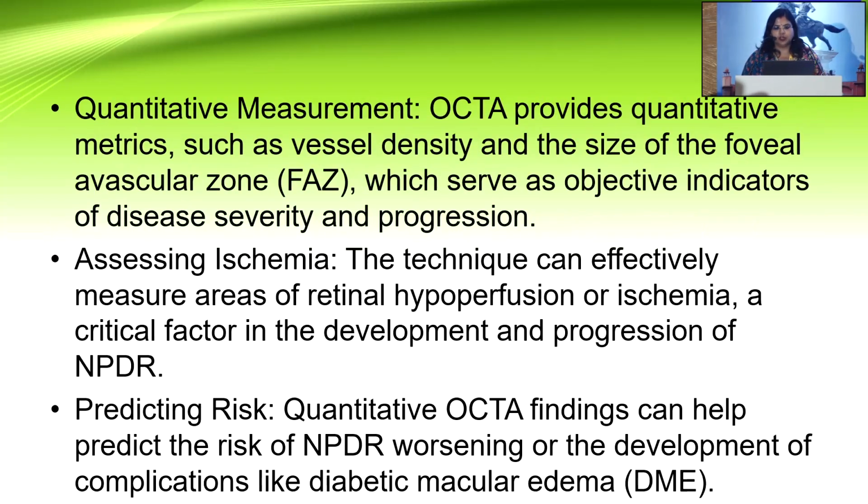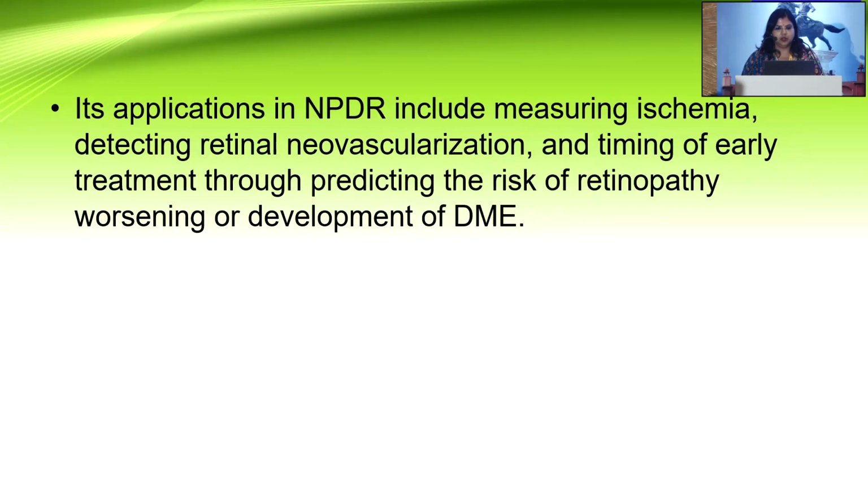It provides quantitative metrics such as vessel density, FAZ. They act as objective indicators of disease severity and progression. It can effectively measure the area of retinal hyperperfusion or ischemia, a critical factor in the development and progression of NPDR. It helps in predicting the risk. Quantitative findings can help in predicting the risk of NPDR worsening or development of complications like diabetic macular edema. Its applications also include measuring ischemia, detecting neovascularization at the earliest, and timely treatment.